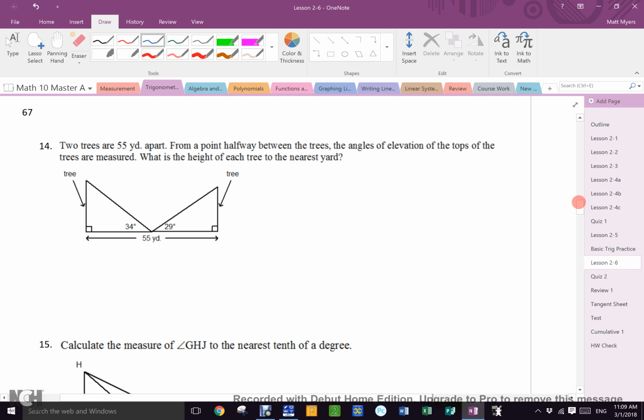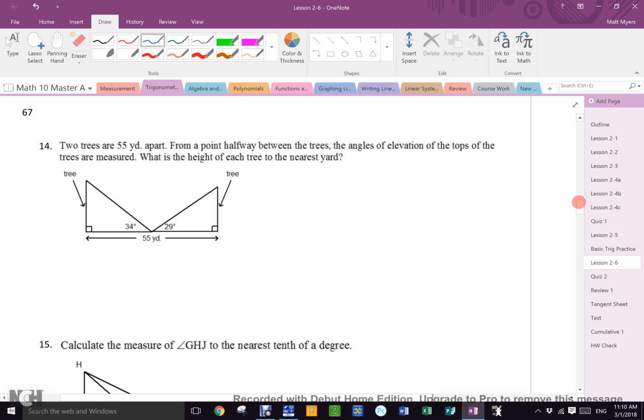Let's move on to number 14. Now you will notice as they get slightly more complicated, I go back to giving you the triangles a couple of times, right? Here's the triangle. Two trees, 55 yards apart, from a point halfway between the trees. I've got the elevations. What's the height of each tree?